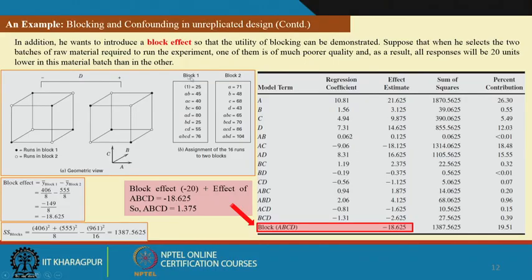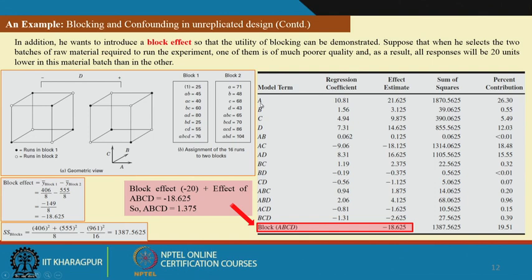So, using that you find out that 1, AB, AC, BC, AD, BD, CD, ABCD all will go to block 1 and the others will go to block 2. Block 2 means the original batch of raw material, which is of superior quality than block 1. Okay. So, what will happen to the estimates? You see the regression coefficient here.